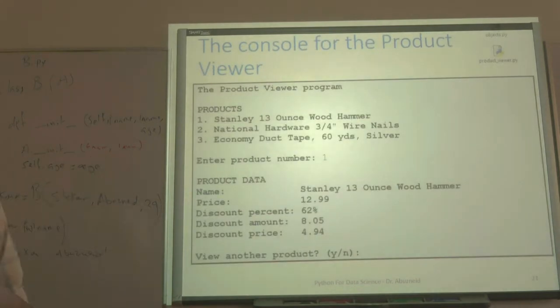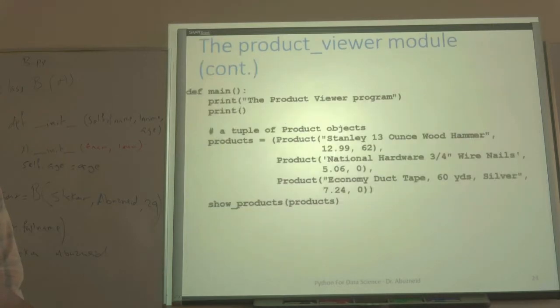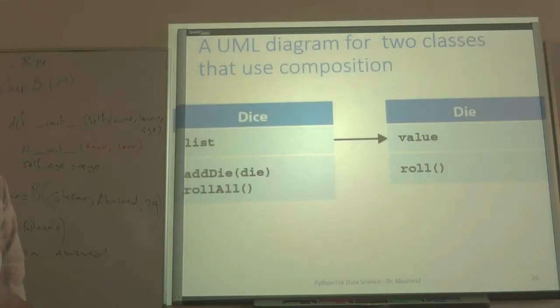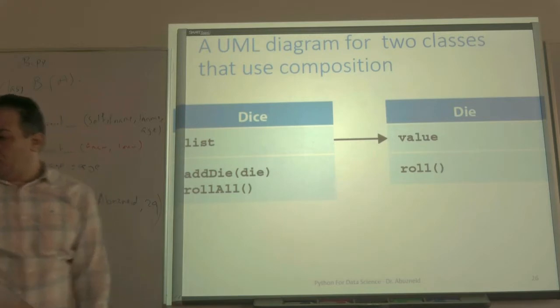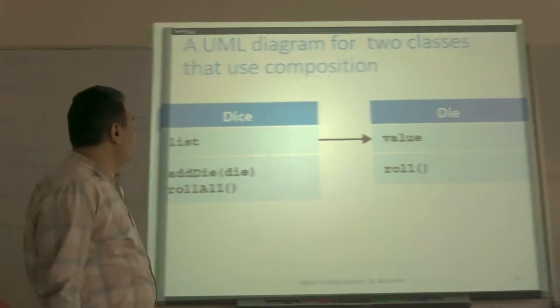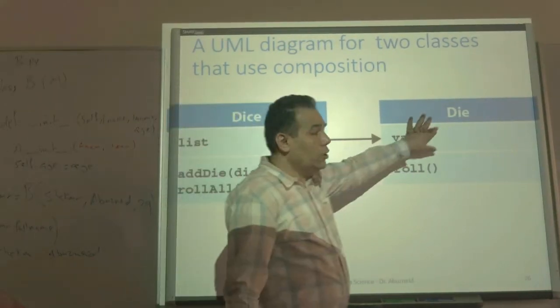So you could run this program. I mean, there are a lot of programs in the PowerPoint, you could run them. So this is the program that's in here. Now, there is another program in here that you could create, an object of objects. So for example, a die. You know what a die is?